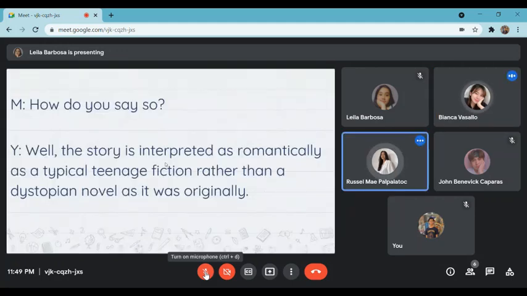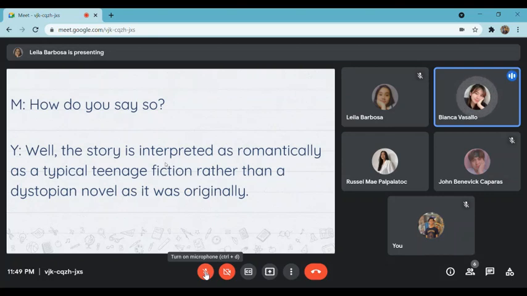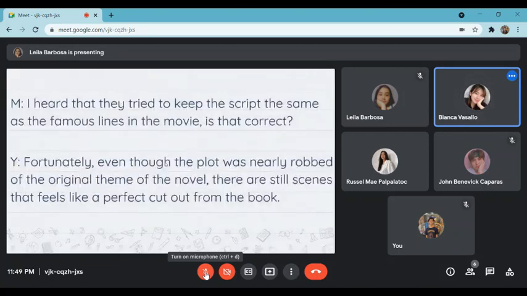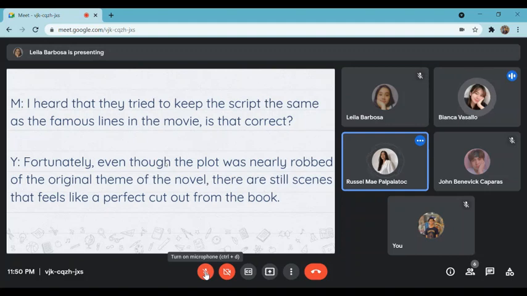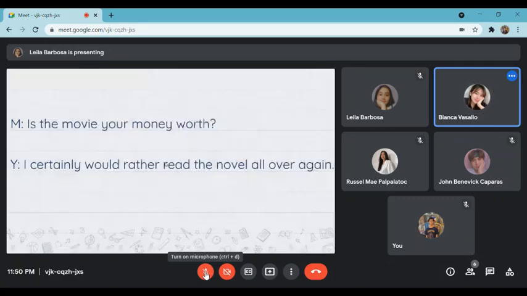How do you say so? Well, the story is interpreted as romantically as a typical teenage fiction rather than a dystopian novel as it was originally. I heard that they tried to keep the script the same as the famous lines in the movie. Is that correct? Fortunately, even though the plot was nearly wrapped of the original theme of the novel, there are still scenes that feels like a perfect cutout from the book. Is the movie your money worth? I certainly would rather read the novel all over again.